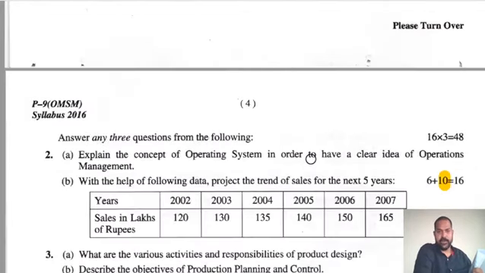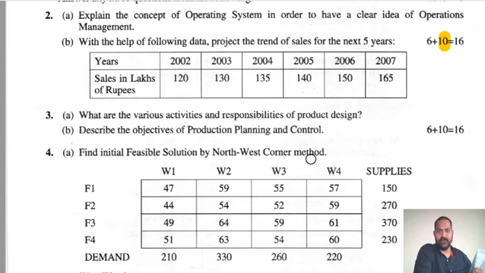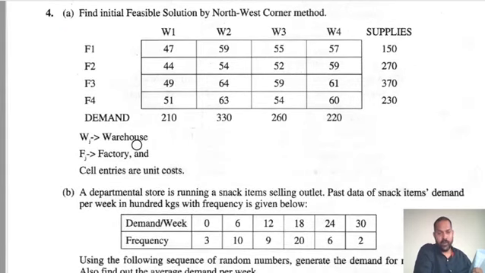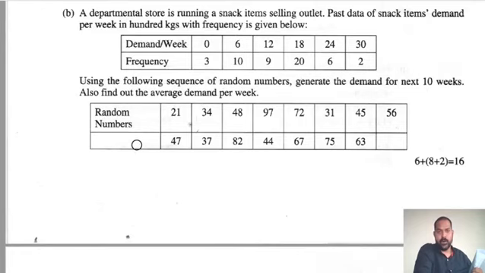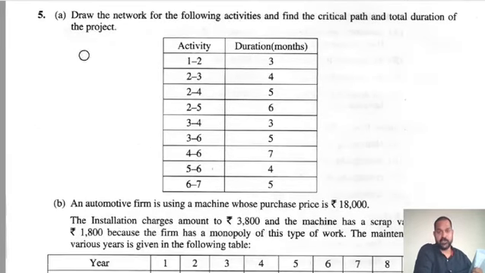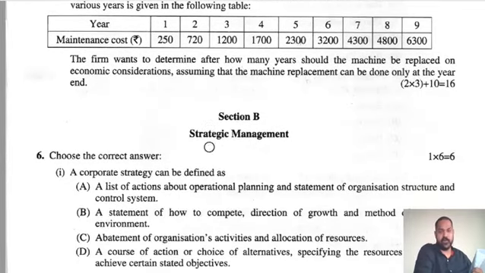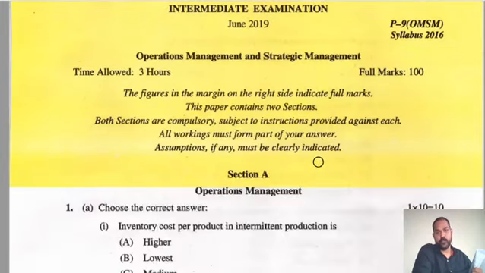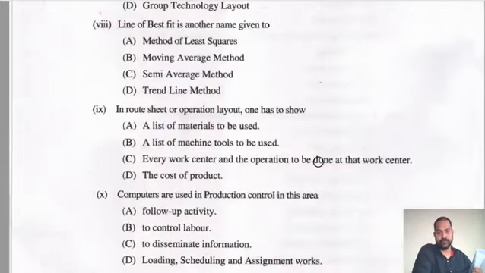Let's come to December 18. December 18, question 2A was done under forecasting. 2B was done under forecasting. 3AB no. 4A no. 4B also no. That's a simulation question. 5A no. 5B also no. So not asked in this question paper at all. Let's come to the next question paper, and that is the June 19 question paper.